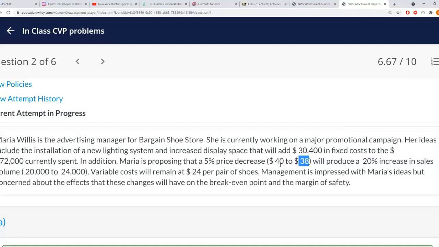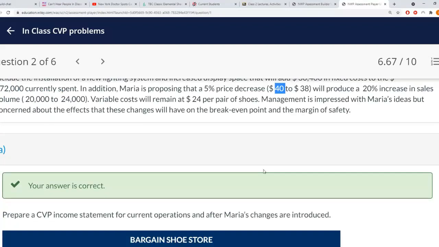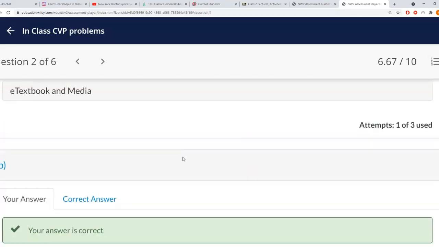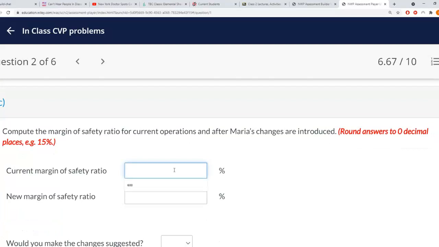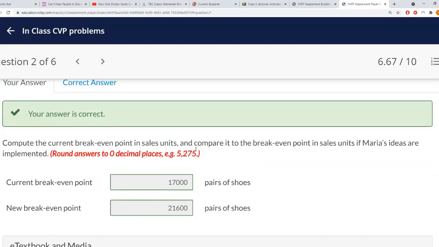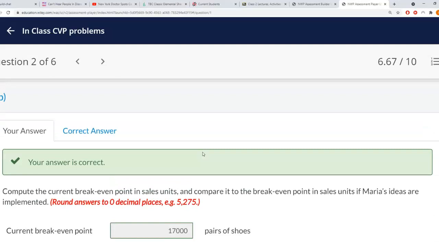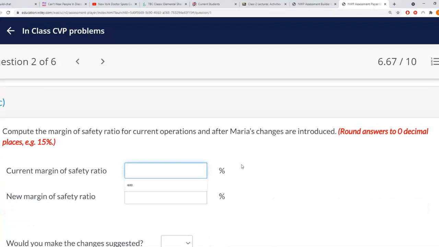So what's my break even now? 40 times 17,000? It will be 680,000. Okay, now what's my current sales? 800. I'm selling 800. I need 680 to break even. So how many more am I selling than I need to break even? 800 minus 680. 120. Okay. So what do they want?